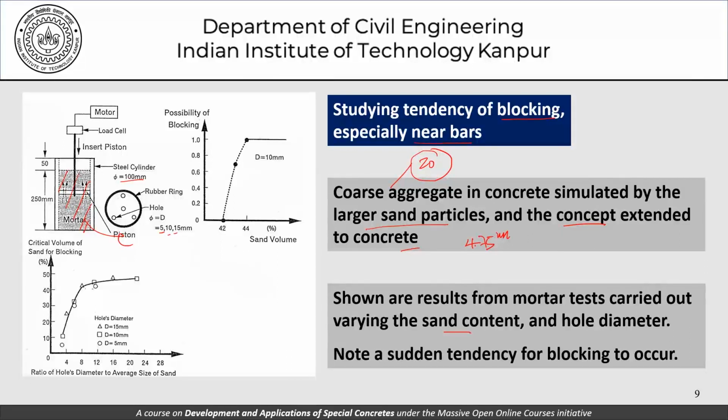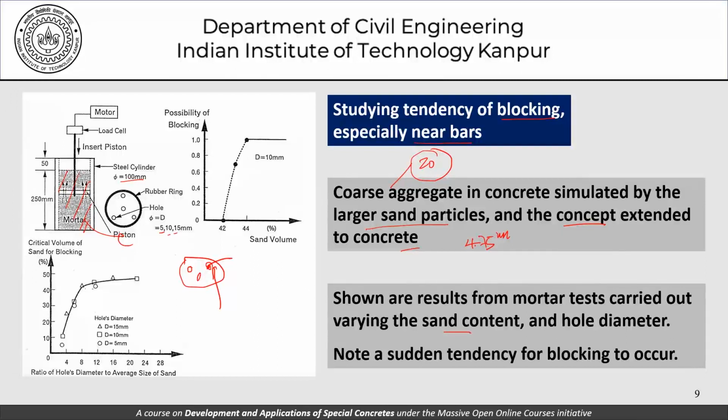Now what will happen if this was a pure cement paste? We don't have any sand. Then even if we push a piston with a 5 mm diameter hole, the piston will go down, and through these holes the paste will continue to ooze out. Whereas if the particle size becomes much larger, then it will not ooze out, it will not flow out.